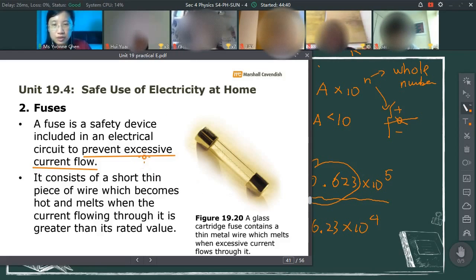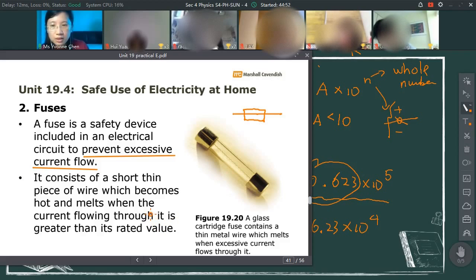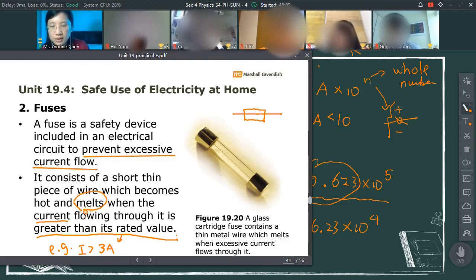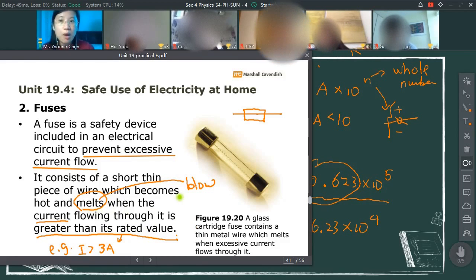Okay, this is a fuse. What's the symbol for fuse? It looks like that. This is the circuit symbol for fuse. When the current flow is greater than the rated value, for example, they say it is 3A, that means if the current is more than 3A, it will sometimes we say melt, sometimes we say blow. We use this term. So basically when the current is larger than the current rating, it will melt or blow. That's what happened.